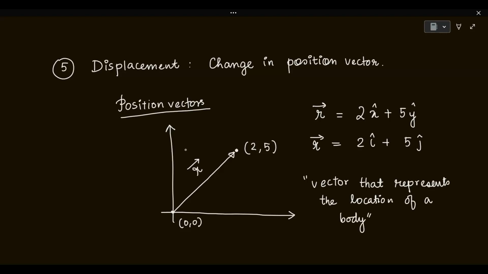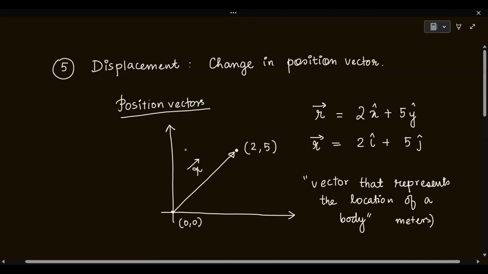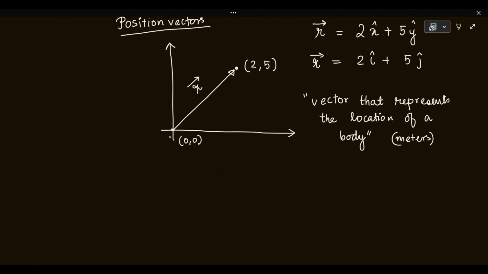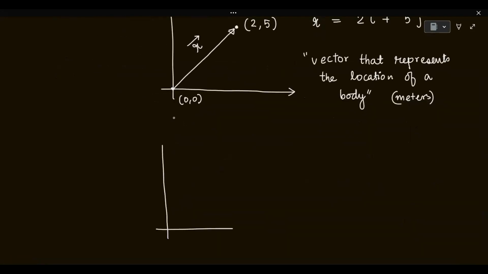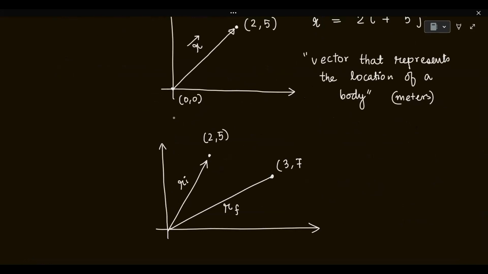And the units are obviously meters. Now, let's say in the same graph, the initial position of a body is, let's say, 2, 5. And let's say it went to some different position RF, that's 3, 7.